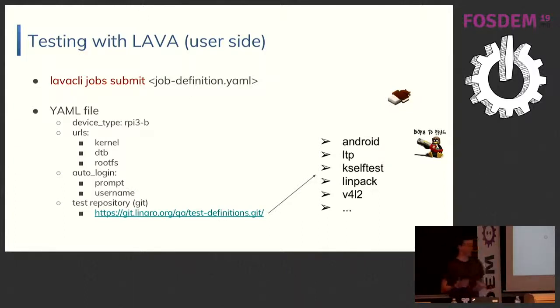Usually it's inside a Git repository, so you have versions of your test. That LAVA will record the version along with the results. And we already provide at that address many wrappers around well-known test suites like LTP, KSelfTest, Android test suite, things like that.